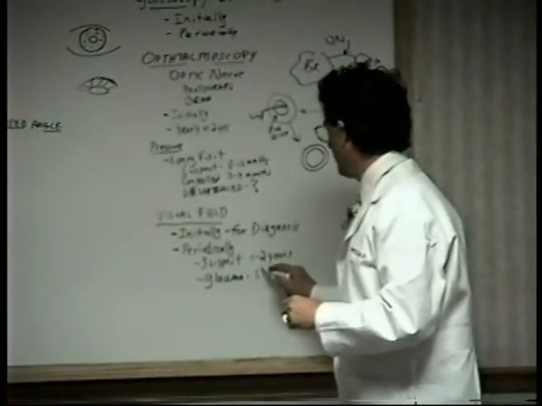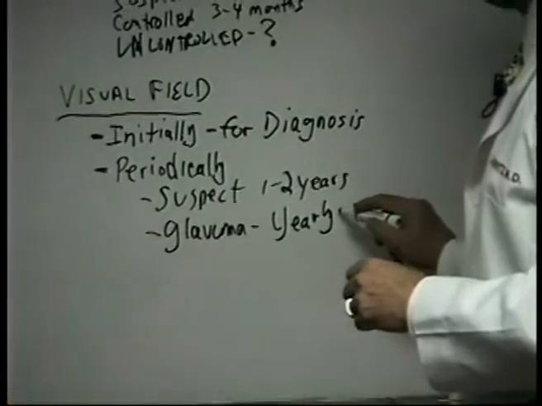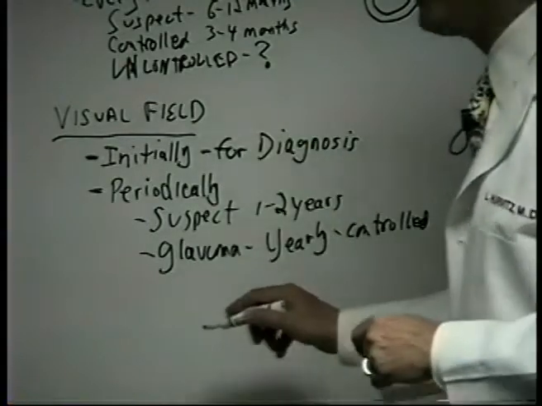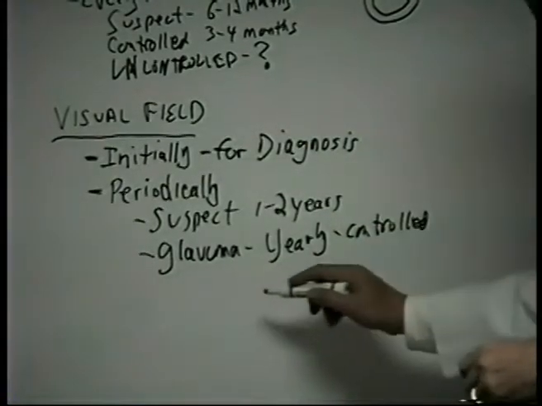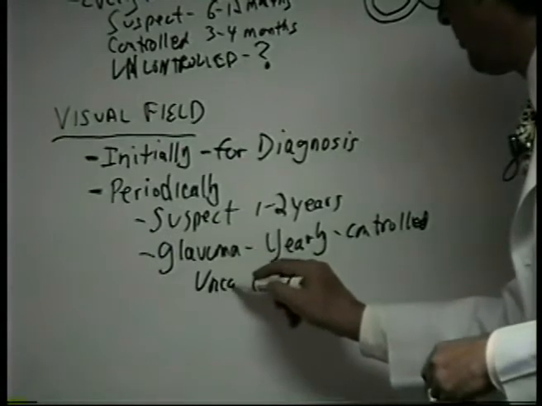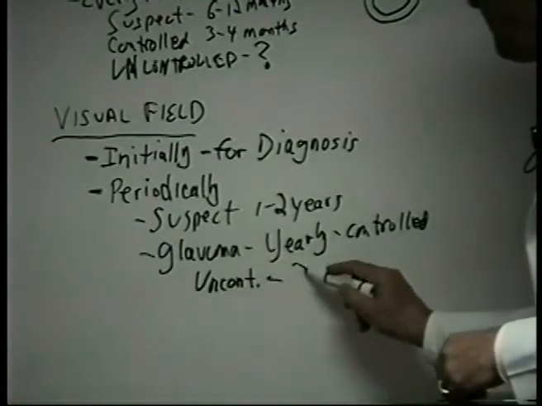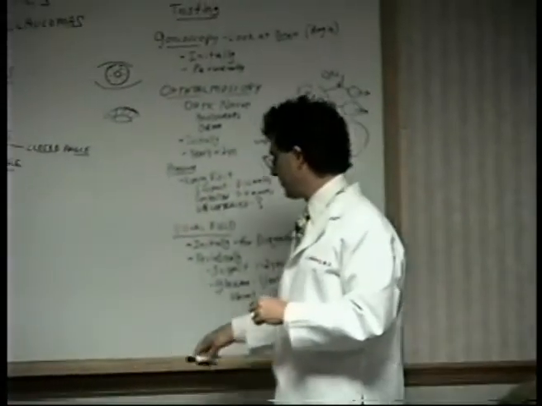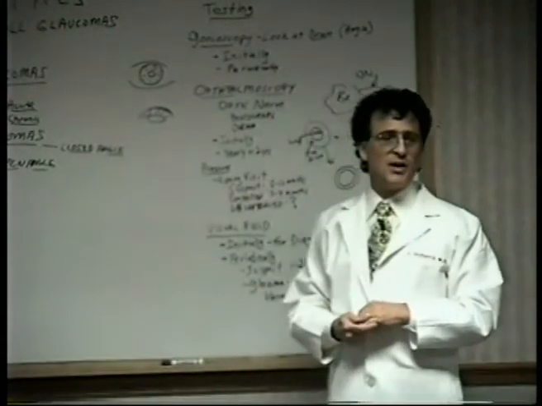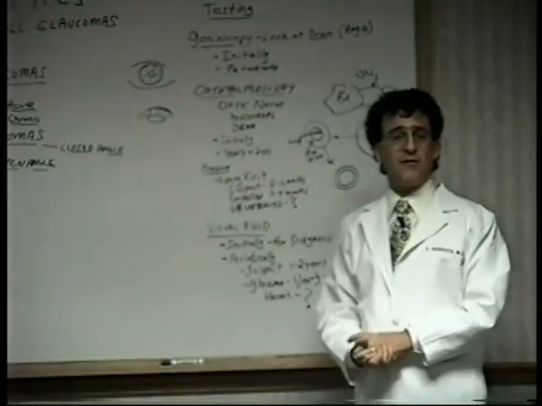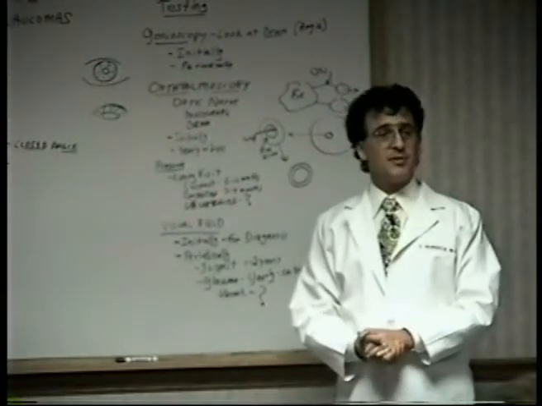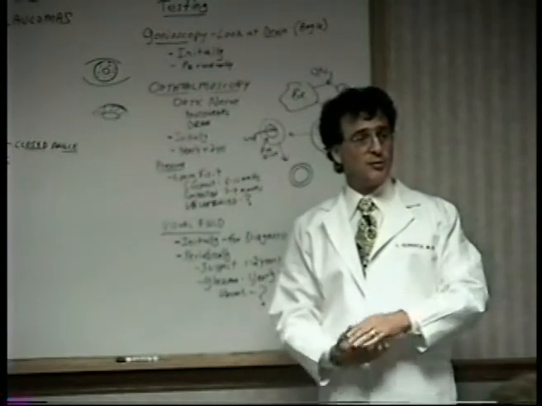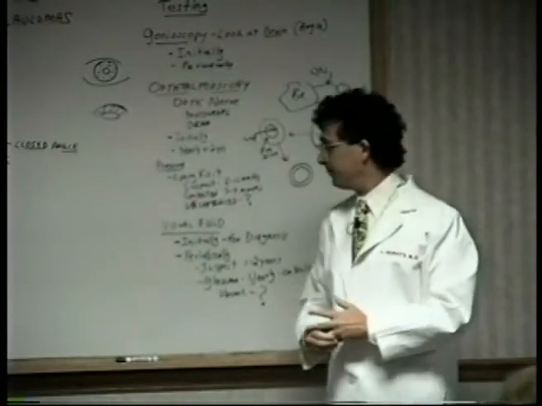it's usually every year, if controlled. And what if they're uncontrolled? We're back to the controlled and uncontrolled. Uncontrolled? It might be much more frequently than that. It might be every 3 months sometimes, in certain cases. If we think it's getting worse rapidly, somebody asks how fast, does it ever get worse rapidly? Yeah, sometimes it does. And in that case, you have to do the field often enough that you want to catch it on the way to going blind, as you were saying, right? You don't want to let them go blind.